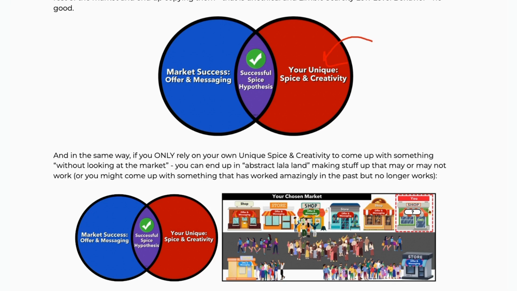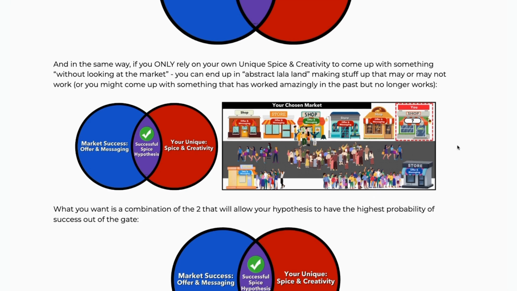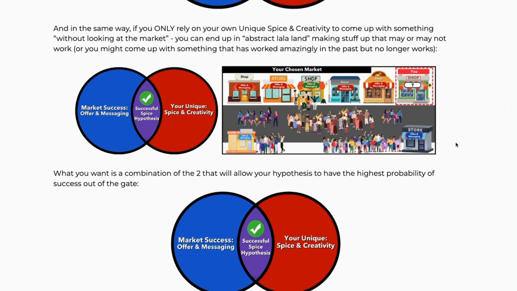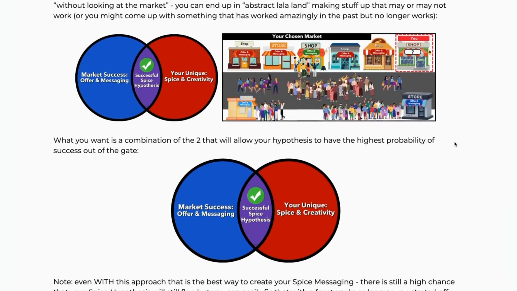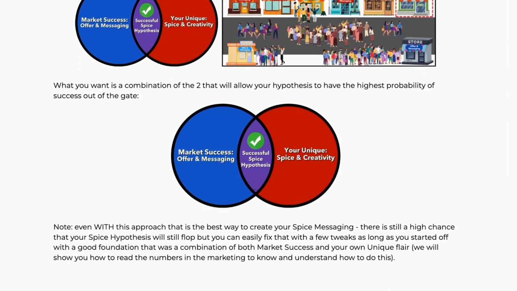But here's the thing. If we only relied on our own unique spice and creativity, right? We didn't do this, then we would end up in some abstract la-la land, making up stuff, having no idea if it would actually work, right? And so that's what we're talking about in being able to combine the two aspects of it, having that spice and creativity, but also looking at what is actually working, right? What is the market actually saying? Who are the successful players in the space? When we have the combination of the two, that is when we have the highest probability of success out of the gate with our successful spice hypothesis.